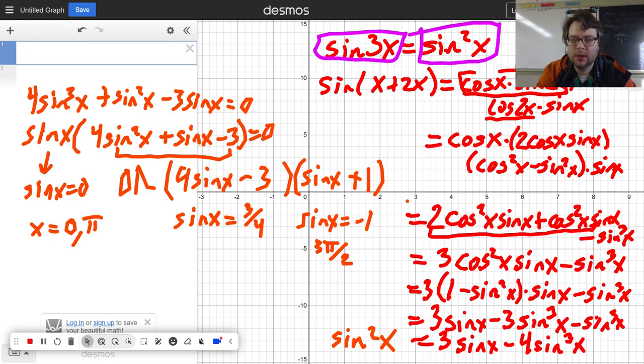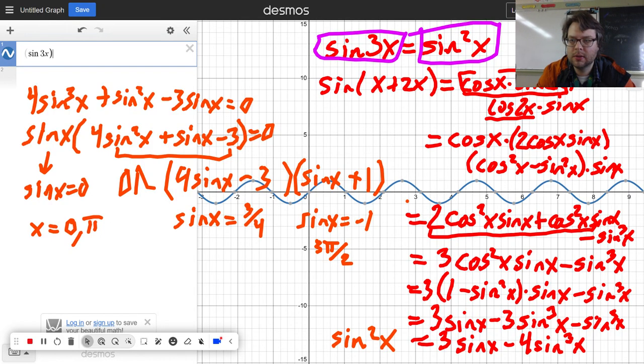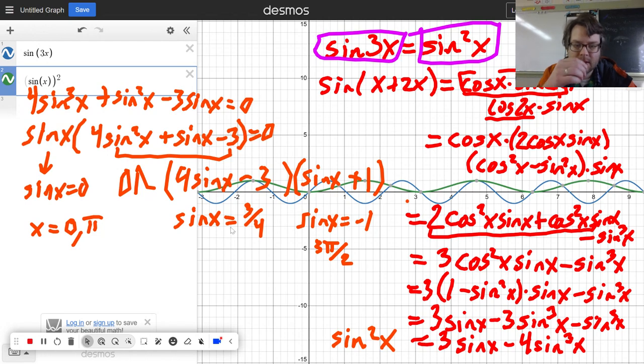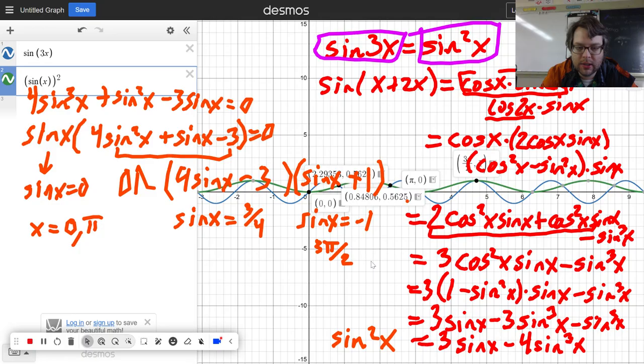So sine 3x, and make sure it understands what I want. There's sine of 3x, and sine x squared. So where do they intersect? They intersect here at 0. They intersect here at pi. They intersect here at 3 pi over 2. And they intersect at 2 other points right there. Those points look like conceivably they could be where sine of x equals 3/4.